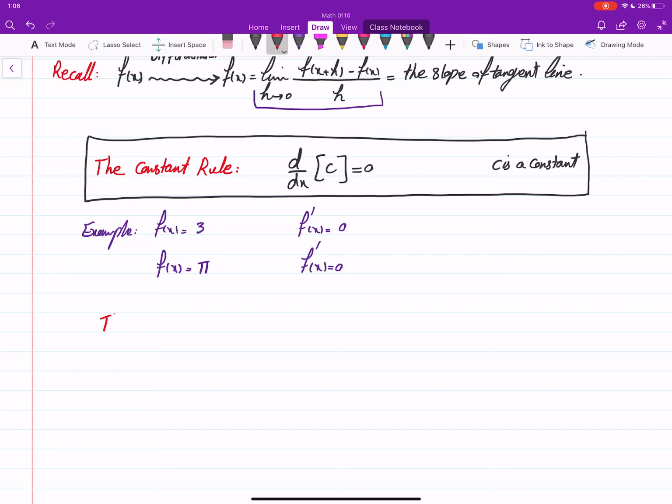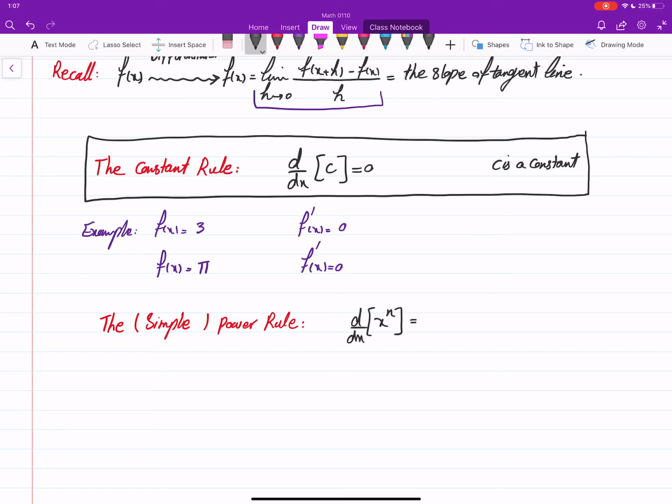But that's not enough. We need to add more tools to our toolbox. The second rule is called the power rule. Well, there's another version of the power rule which we will learn. This is just the simple power rule. What does it say? It says, what is the derivative of x to the power n? How do you find that? This is what the power rule says.